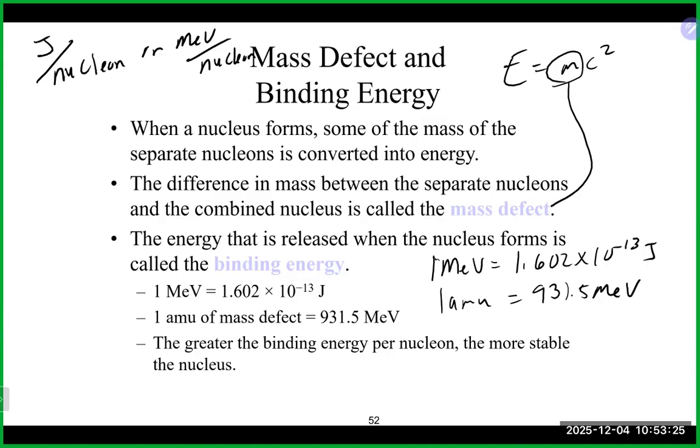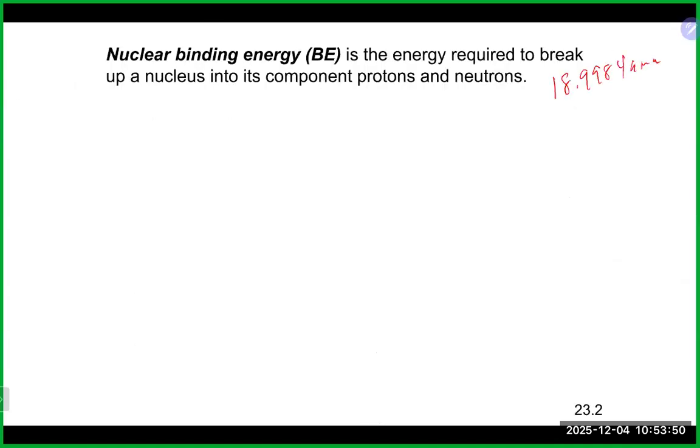You could actually use binding energy as a measure of stability. So the greater the binding energy per nucleon is, the more stable something is. So that's another way that you can look at stability, by looking at the binding energy per nucleon. These two conversions can be used to bypass Einstein's equation, or you can use Einstein's equation to calculate the binding energy. So let's take a look at an example of that here.